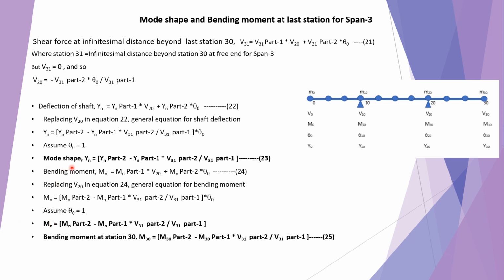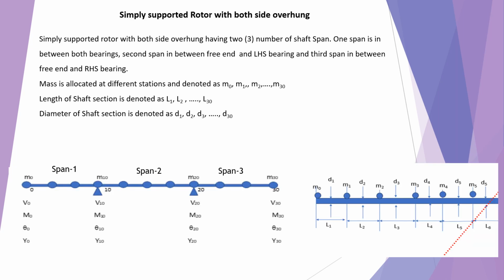And we can also use this equation for the mode shape for last span, that is span number 3, or shaft deflection. Now these are the theory part. Now procedures, we have to see how we can calculate this. Simply supported with both side overhung, having, sorry, not 2, 3 number of spans. By mistake it is written 2. Three number of shaft spans: one span in between the bearings, second between the free end and left hand bearing, and third in between the free end and right hand bearing.